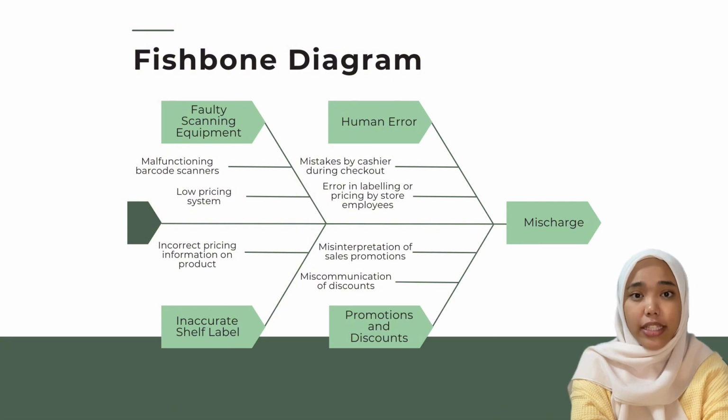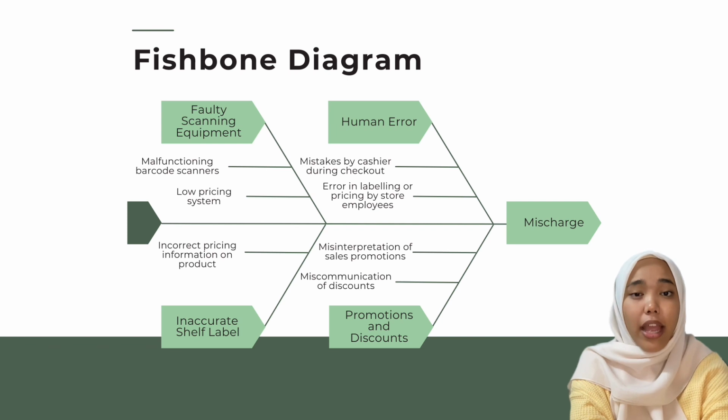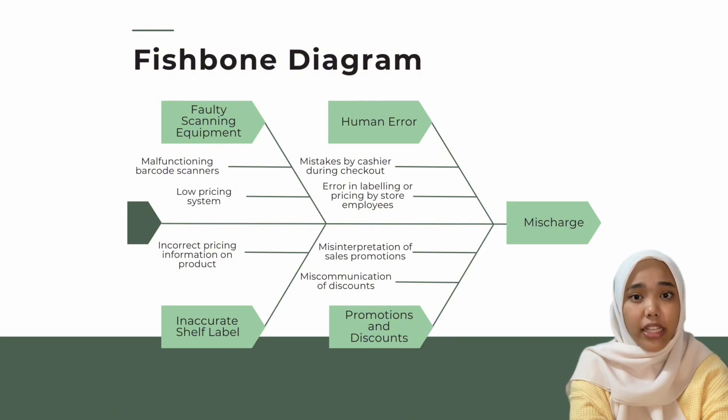The third cause is inaccurate shelf label. It will lead to incorrect information on products that can make a customer confused. The last cause is promotion and discount. Maybe customer misinterpretation of sales promotion or miscommunication of discount between customer and the store.